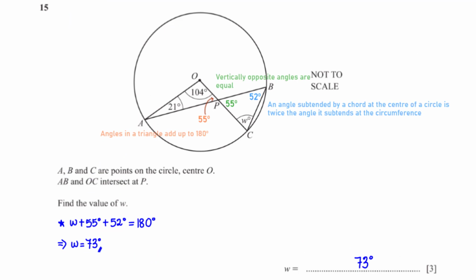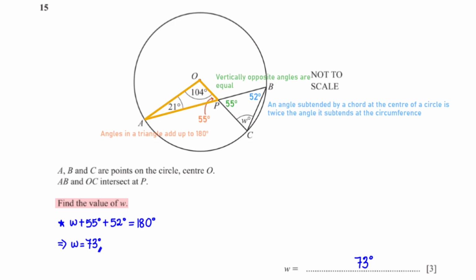A, B, and C are points on the circle center O. AB and OC intersect at P. Find the value of W. Chord AC subtends an angle of 104 degrees at the center of the circle and subtends angle ABC at the circumference of the circle. So angle ABC would be half of 104 degrees, which is equal to 52 degrees.